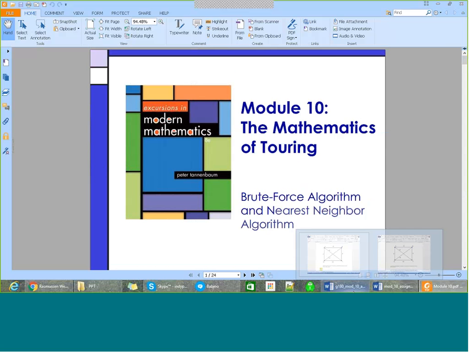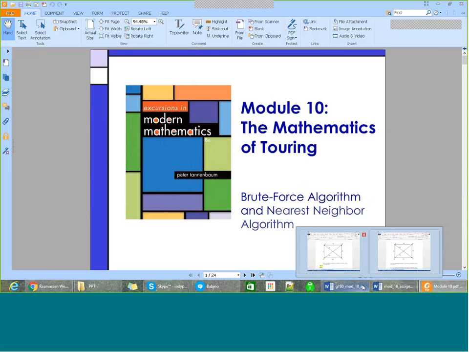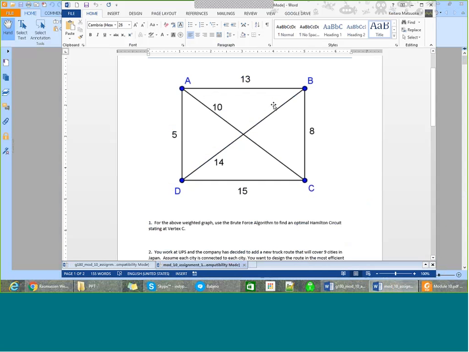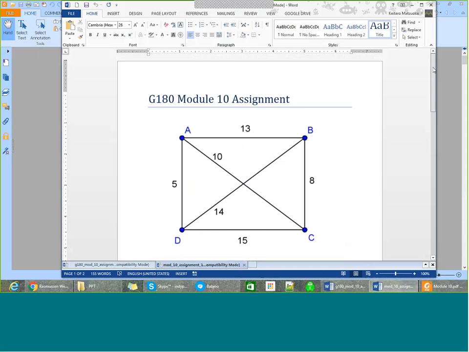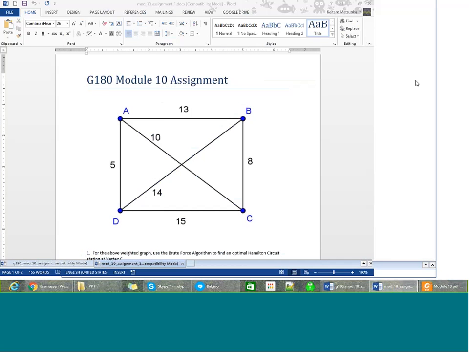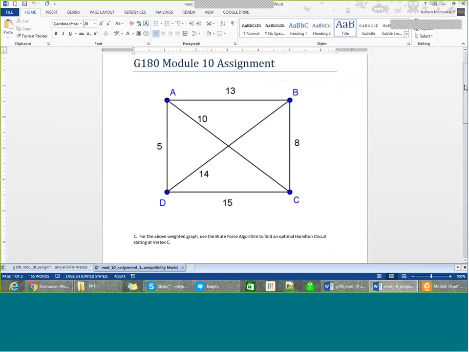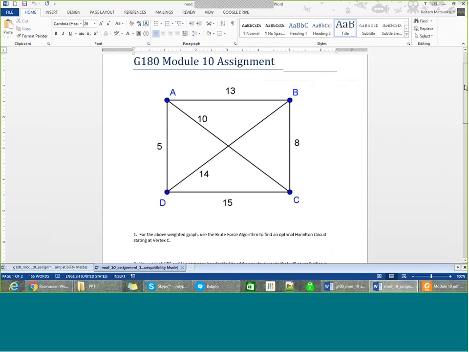So back to the assignment. Okay, so here's your assignment. First question asks you to use the brute force algorithm to find the Hamilton circuit starting at vertex C. So for you, you have to start from C. But let's say for me, I'm going to start from A.